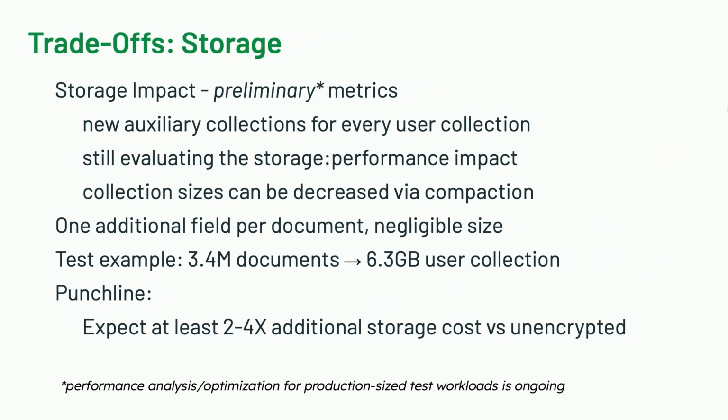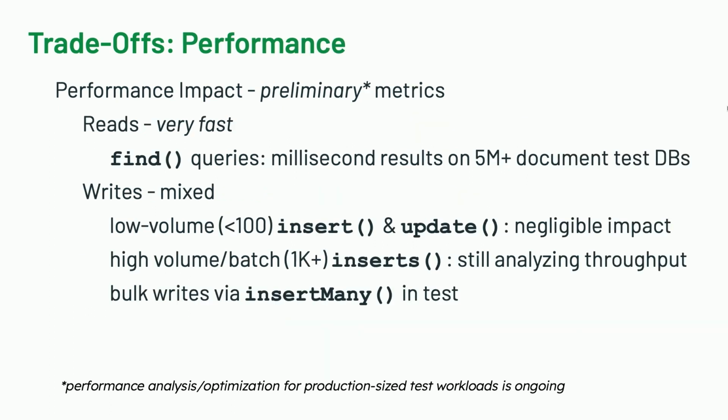Preliminary metrics, to give you a sense of it. Maybe 2 to 4x additional storage costs. There are some additional details about the structures and things that we add in place. The actual documents themselves have just a minimal amount of additional storage. Finds and queries are very fast. On 10, 20, 25 million document data sets, these are in the order of milliseconds.